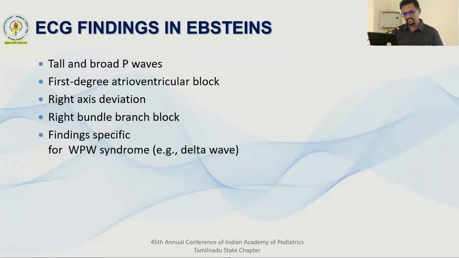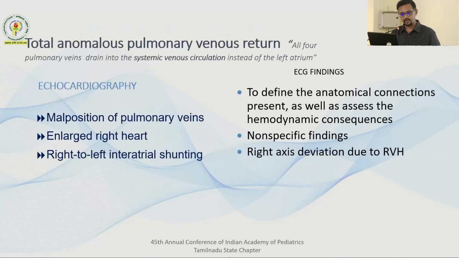So the ECG findings in Epstein's anomaly: we have tall broad P waves because of the atrialized RV. Predominantly there will be a first degree AV block because of the large right atrium, right axis deviation, and pre-excitation is seen in 30 to 40% of the children with Epstein's anomaly.